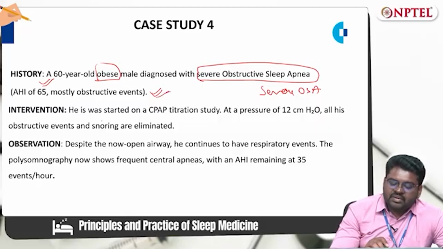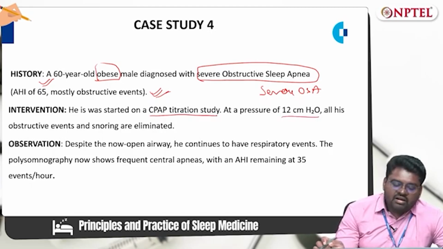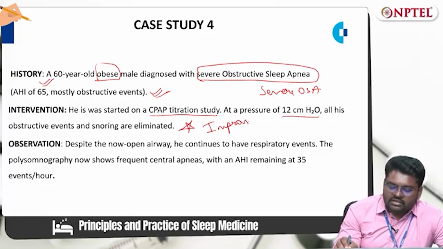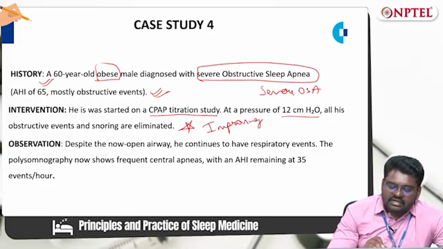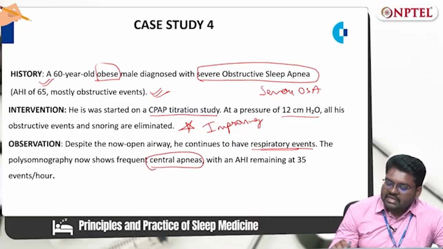Then we started the patient on a CPAP titration study. At a pressure of 12 centimeters, all his obstructive events and snoring are eliminated. So the patient is improving. But what happened is, in due course, despite the now open airway, he continues to have respiratory events. The polysomnography shows central apneas with an AHI remaining at 35.